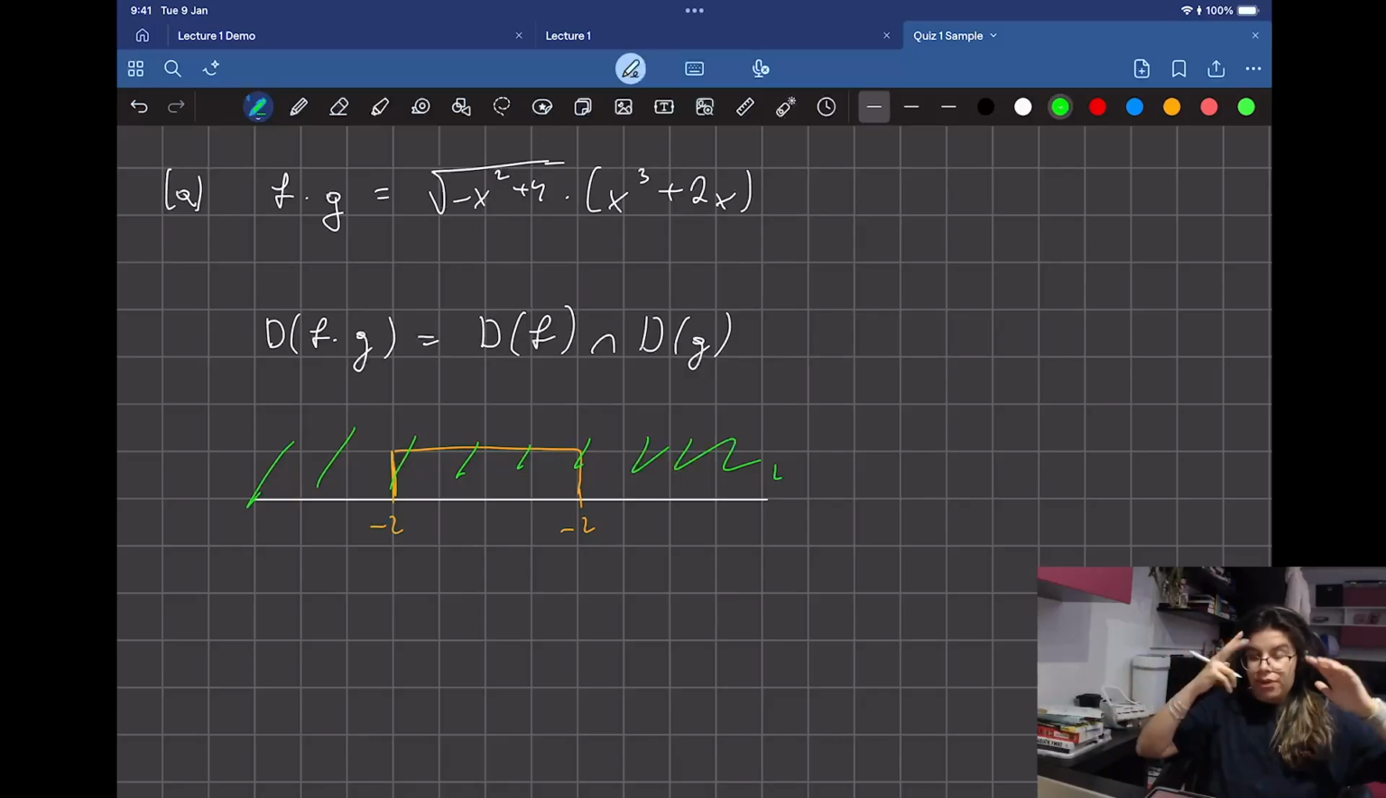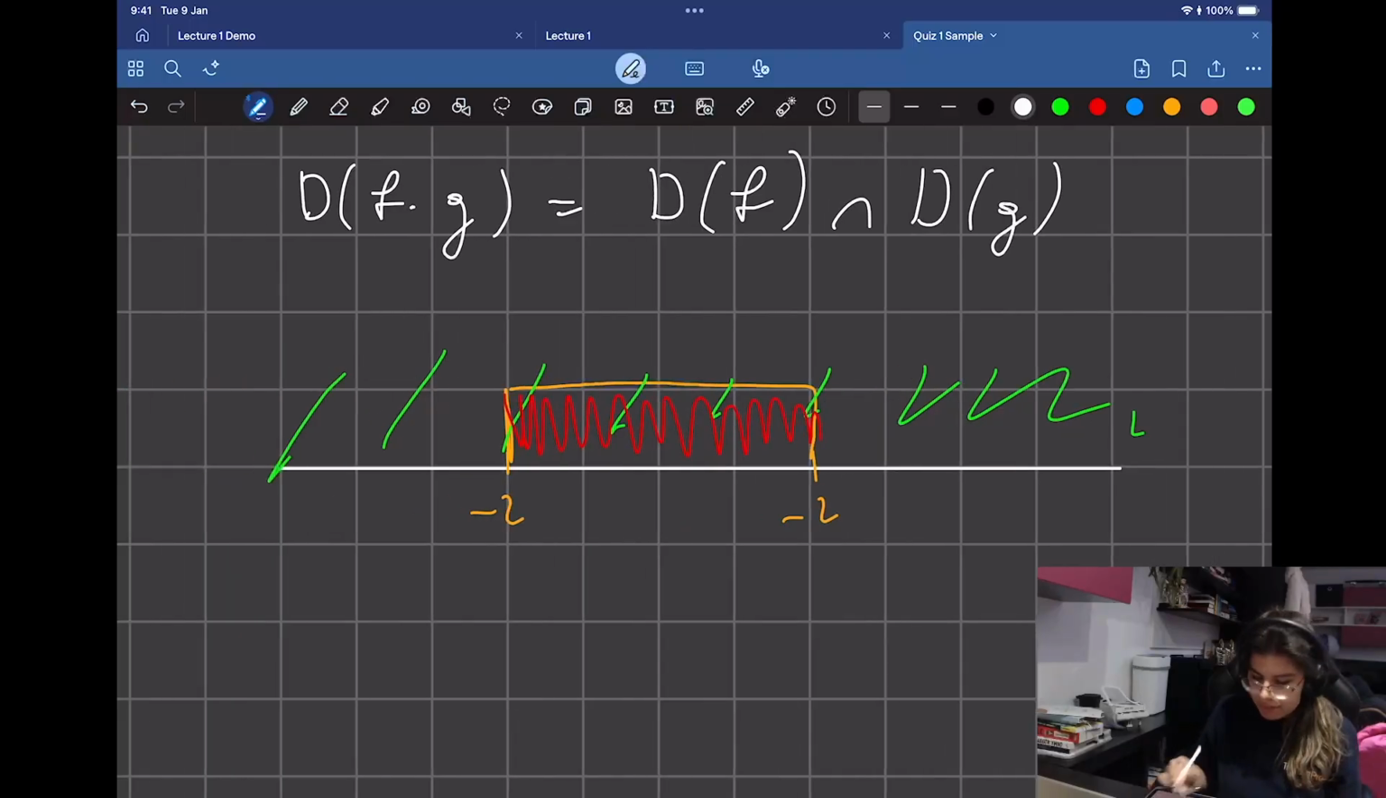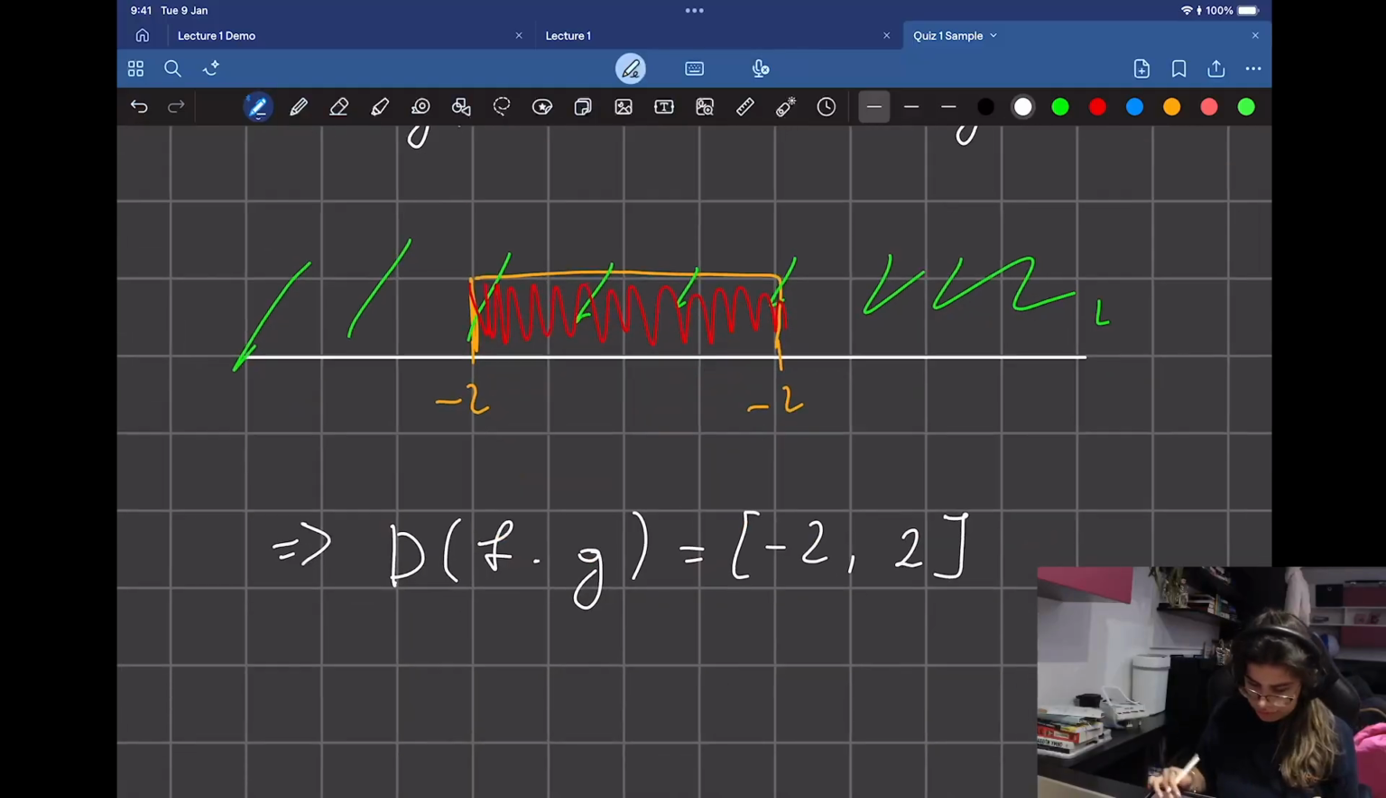So where do these two intersect? Where do they overlap? Well, they obviously overlap in this section, right? Between minus 2 and 2. And from here, I can directly say the domain of f times g equals minus 2, 2, like that.